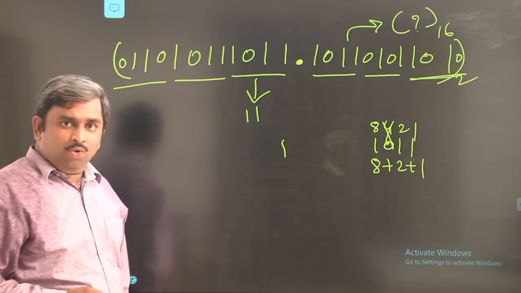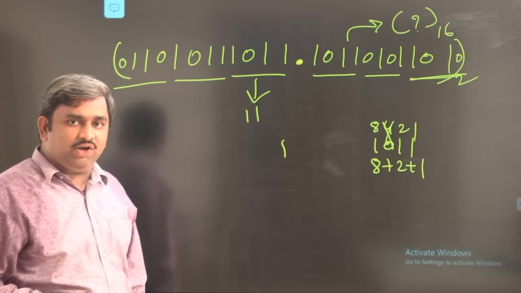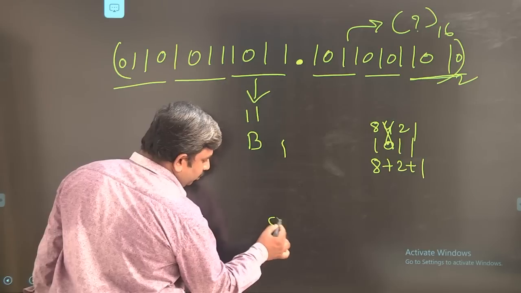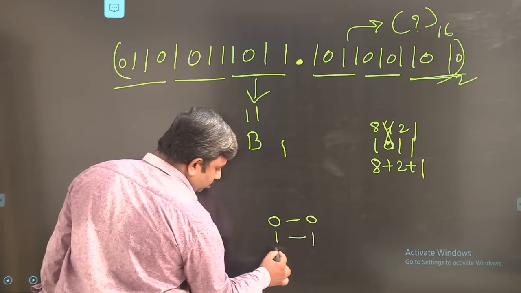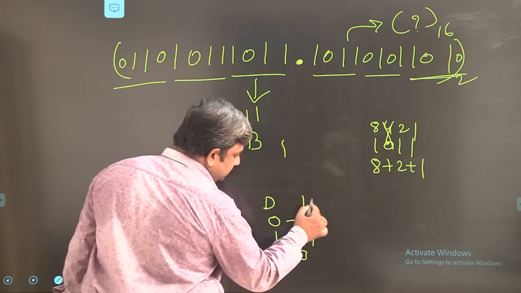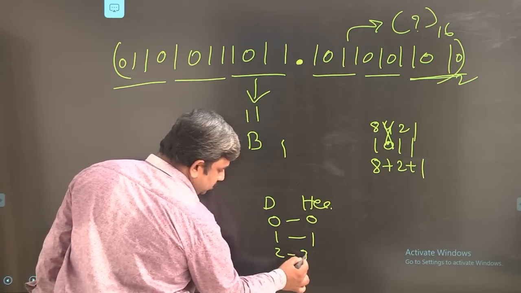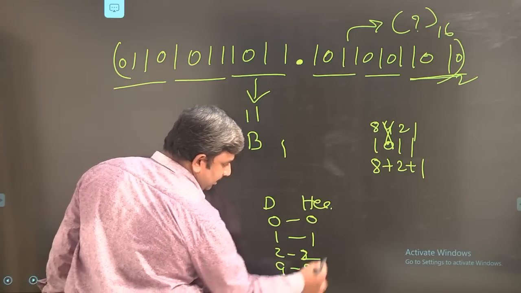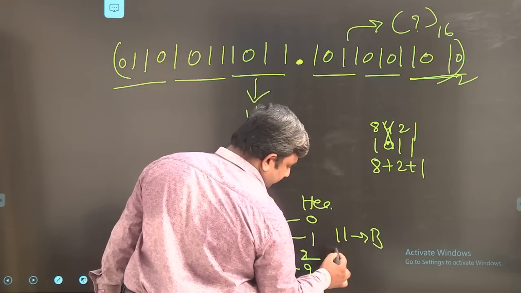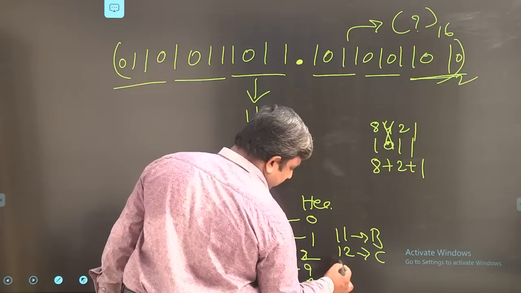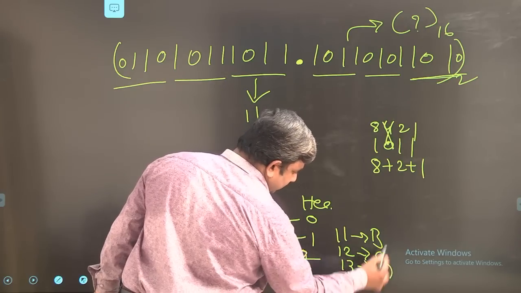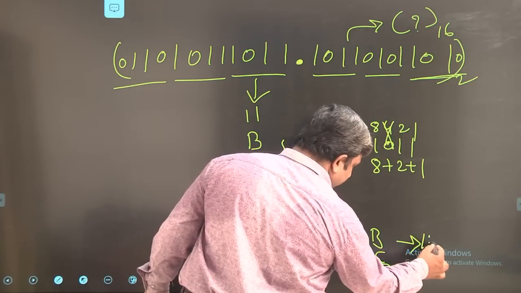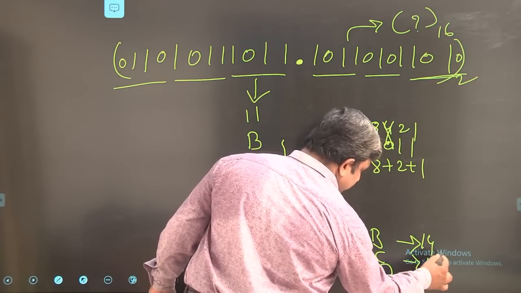But in hexadecimal, we don't have 11. What is the equivalent value of 11 in hexadecimal? That is B. Okay, so 0 to 0, 1 to 1, 2 to 2. This is decimal, this is hexadecimal. And 9 equivalent value 9, 10 equivalent value A, 11 equivalent value B, 12 equivalent value C, 13 equivalent value D. Right? So you have to remember these values. Every time you have to remember these values. These are very important.